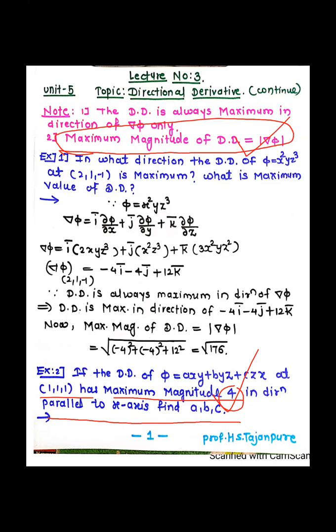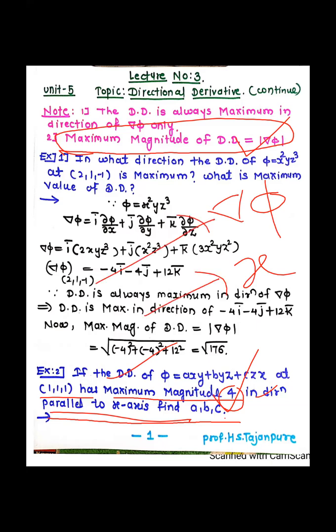First of all, understand the question. Maximum magnitude is given, that is the magnitude of del phi, and it is maximum in direction parallel to the x-axis. So we know that DD is always maximum in direction of del phi, and that del phi is parallel to the x-axis. That means two vectors are parallel to each other. Which two vectors? One is del phi and another one is the x-axis. These two are parallel to each other.